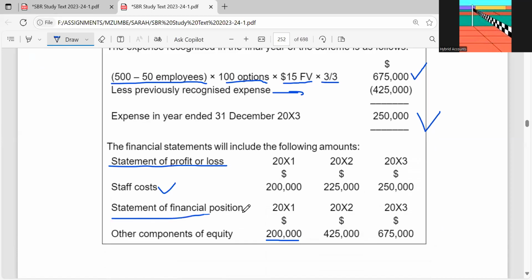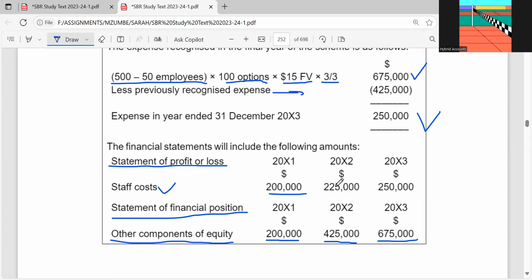This is the statement of financial position. You would have the other components of equity, not share capital, because it's not yet properly classified, right? This 200, how did we get it? We took this one minus the previous equity, which was 0. Okay, you get another equity for year 2 and another equity for year 3.